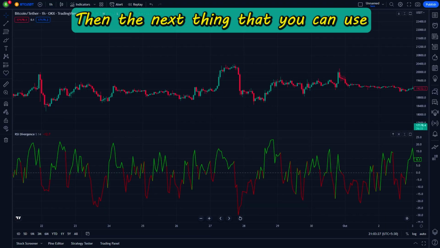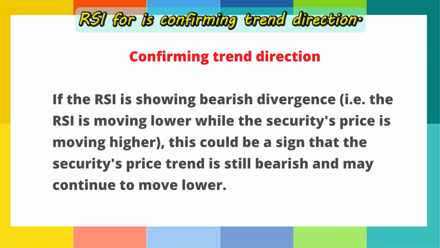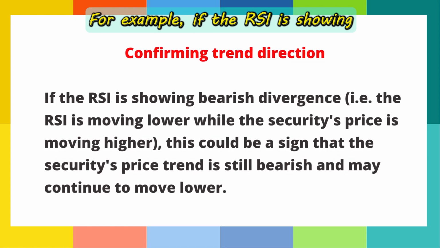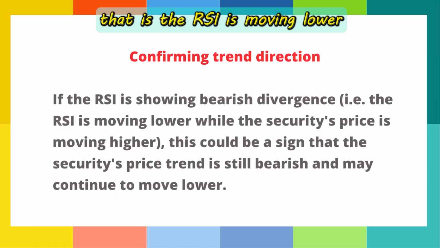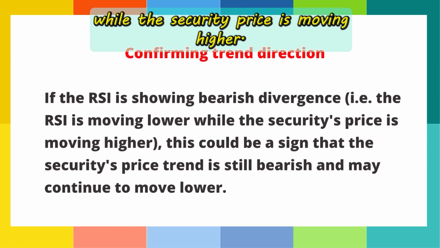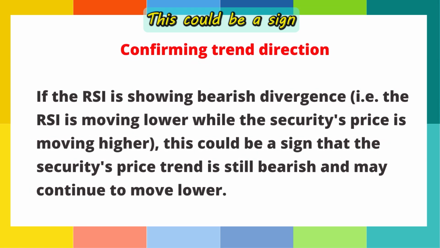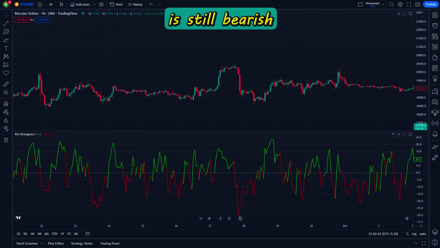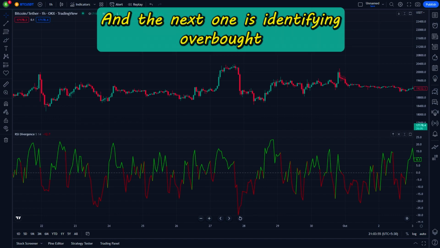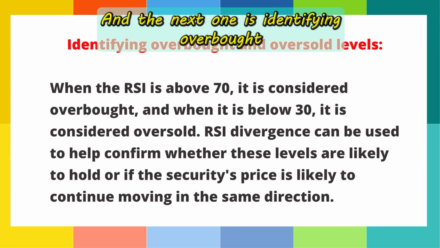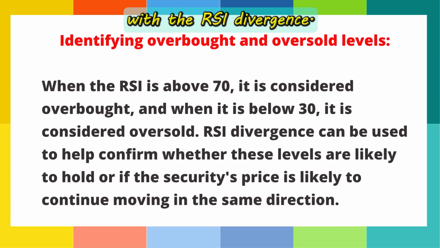Then the next thing that you can use RSI for is confirming trend direction. For example, if the RSI is showing bearish divergence, that is, the RSI is moving lower while the security price is moving higher, this could be a sign that the security's price trend is still bearish and may continue to move lower.